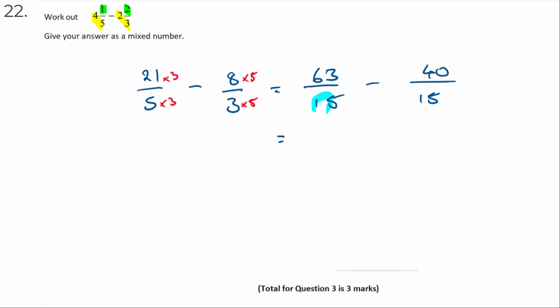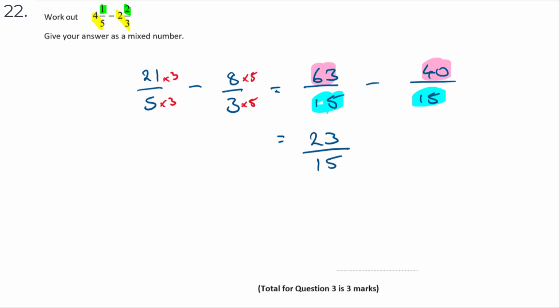Right, so what's going on here now? I've got two numbers with the same denominator, so if I want to subtract them, then I just subtract the numerators, don't I? So 63 minus 40, that is 23. So 23/15. Are we done?